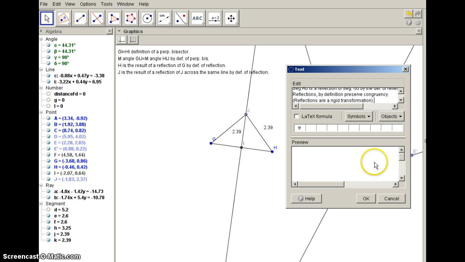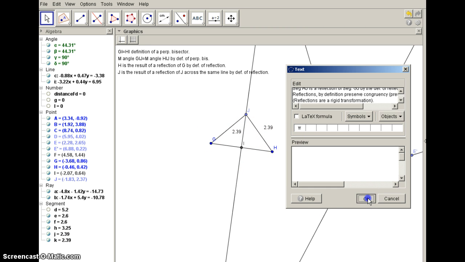So what does that mean? What that means, and when we say preserve congruency, we mean it preserves measures, right? I put that in here. Preserves measures. And if we say that they are a rigid transformation, that means that the measures are not modified in any way before or after reflection. Okay? So they're always going to be the same.